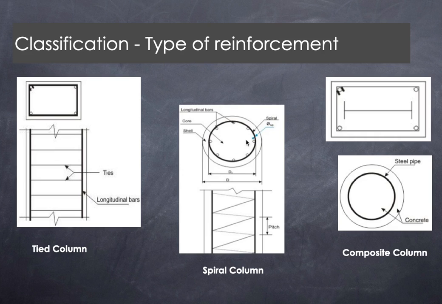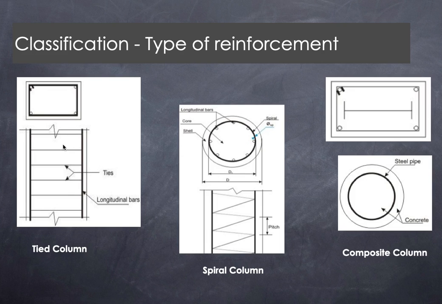Then we have the spiral column. What is this spiral column? Again this external circle is the concrete boundary. Here the internal dark line indicates ties. And these internal small circles you can see are longitudinal bars. But you can see the position of the tie. A single bar is placed in this way, tied up in this way. So this is what is called a spiral column.